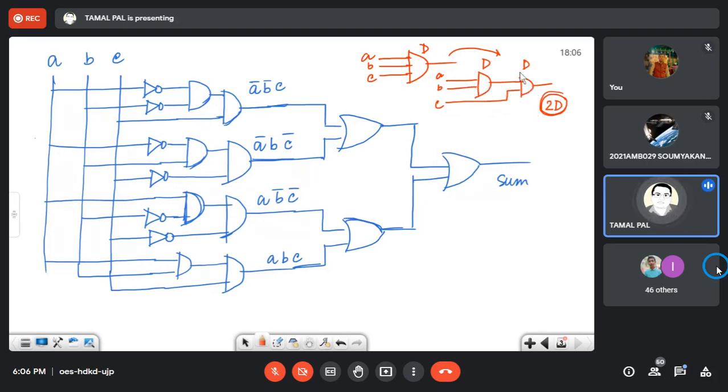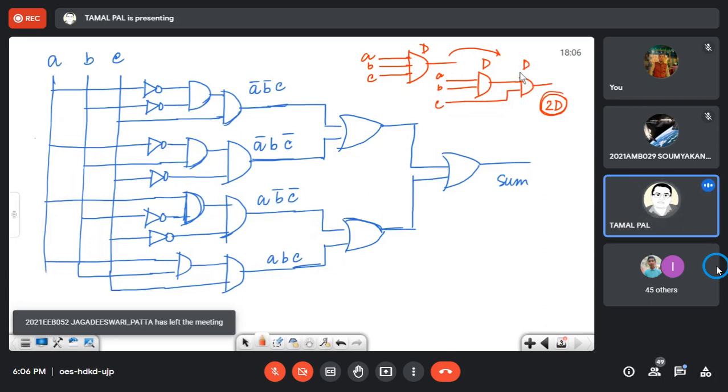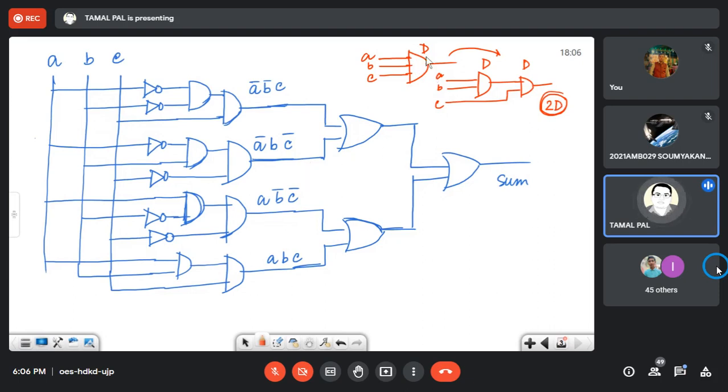So when you use two input gates, or gates with fewer inputs, your system will be a little bit slower, because there is more chance of delay being introduced by the system. Here also there is delay, but that amount is very less.